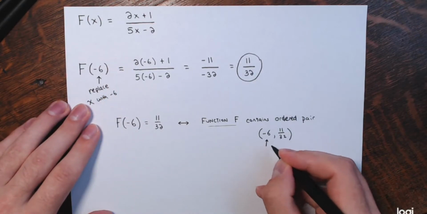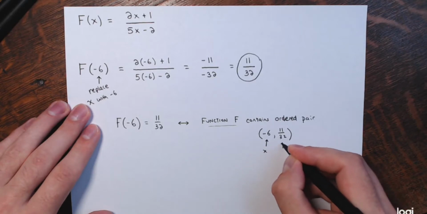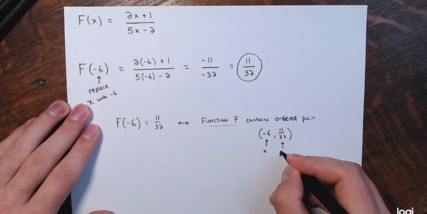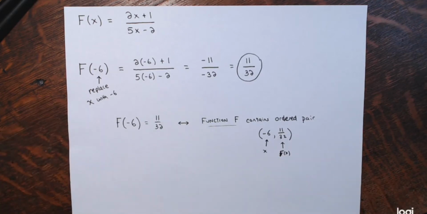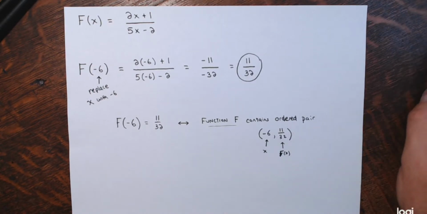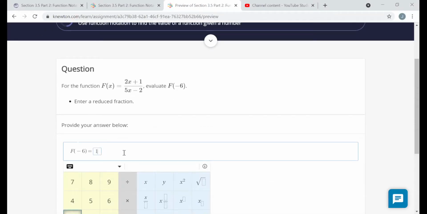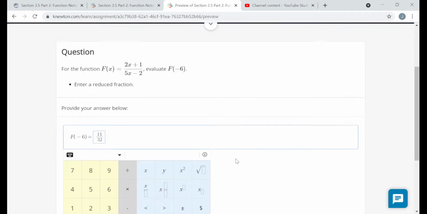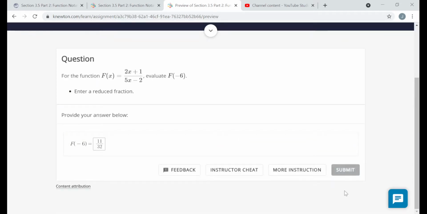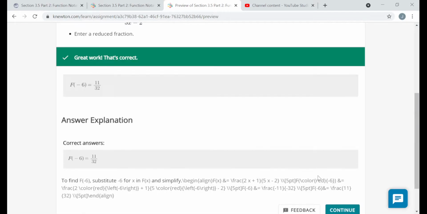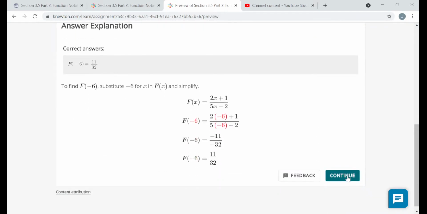And the input is a value of x. The output is a value of f of x, right? Capital F of x, or just capital F if you want to say it's the value of f. But the input is an x value. The output is a capital F of x value, a capital F value. All right, but yeah, I'm entering 11 32nds. So 11 over 32. Great. And again, please read through the answer explanations.